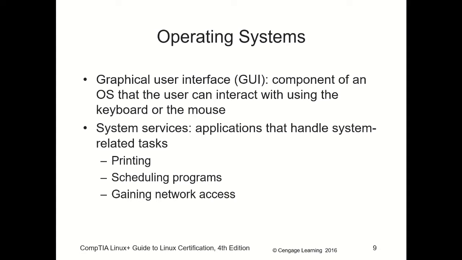Now, the graphical user interface is a component of an operating system that the user can interact with using the keyboard or the mouse. System services are the applications that handle system related tasks, such as printing, scheduling programs, and gaining network access. So those are regarded as the system services.